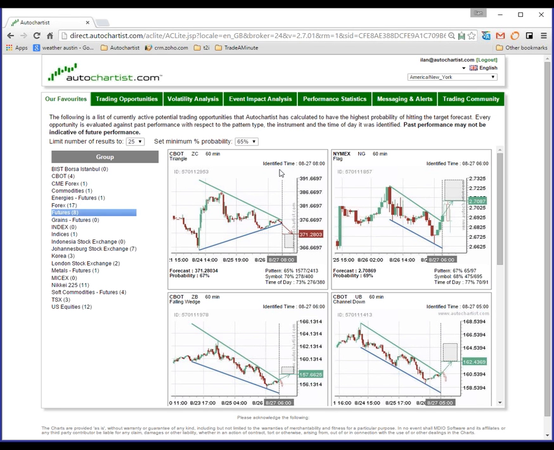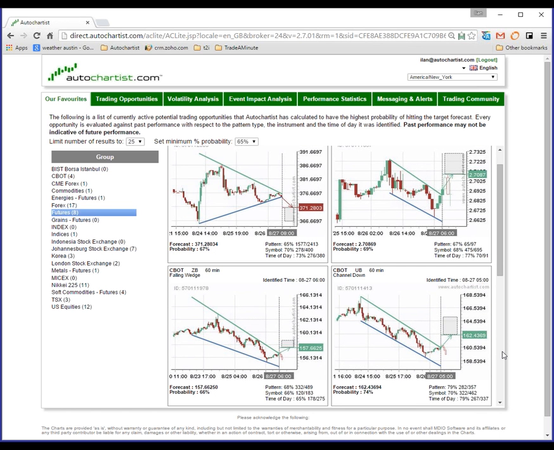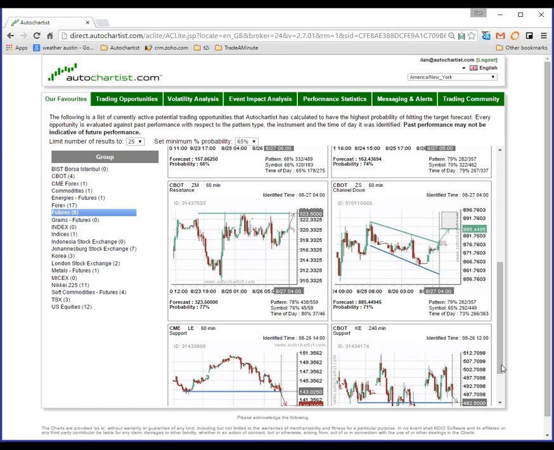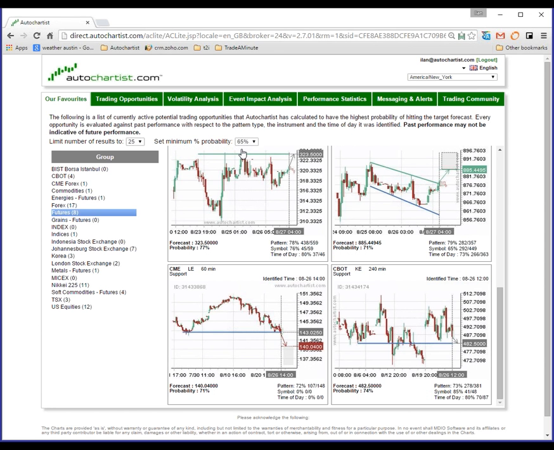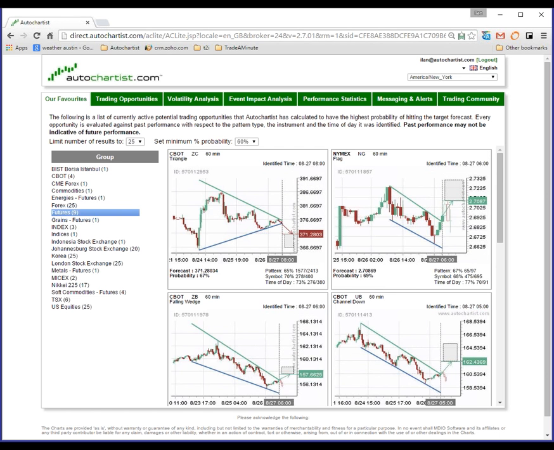So, again, these are the 8 opportunities that we have in the futures market right now that Autochartist believes has a 65% or greater possibility of hitting its target level. Of course, if you want more opportunities, you can decrease that down to 60, and then you'll get a lot more opportunities. But historically speaking, they're potentially not as lucrative for you. Jim, I hope I've answered your question as well as I could, given the time constraints.